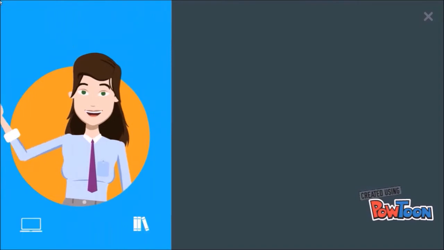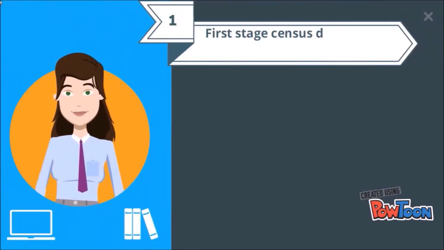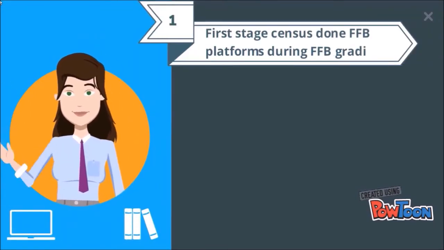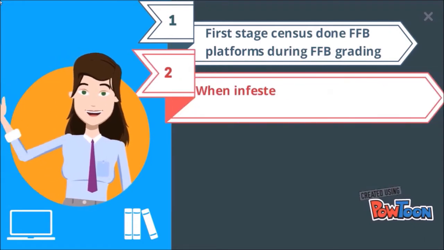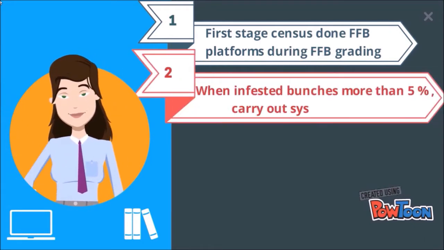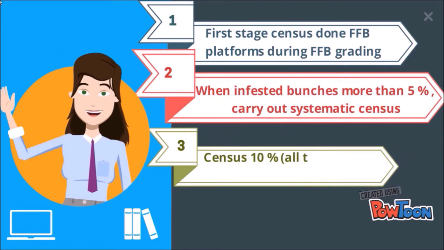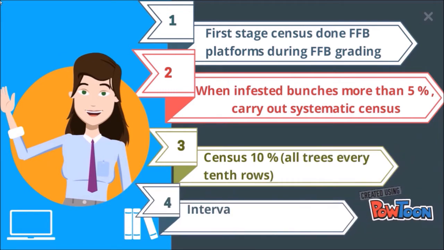Bunch census procedure. First stage census is done at the FFB platforms during FFB grading. When infested bunches are more than 5%, carry out a systematic census. Census 10%, all trees in every 10th row. Interval of census is every month.